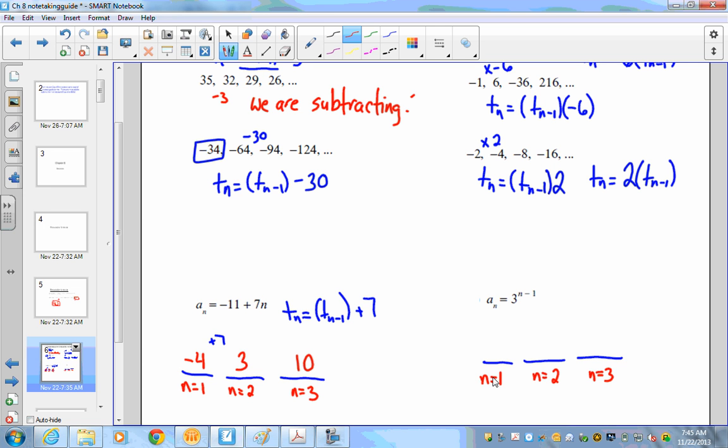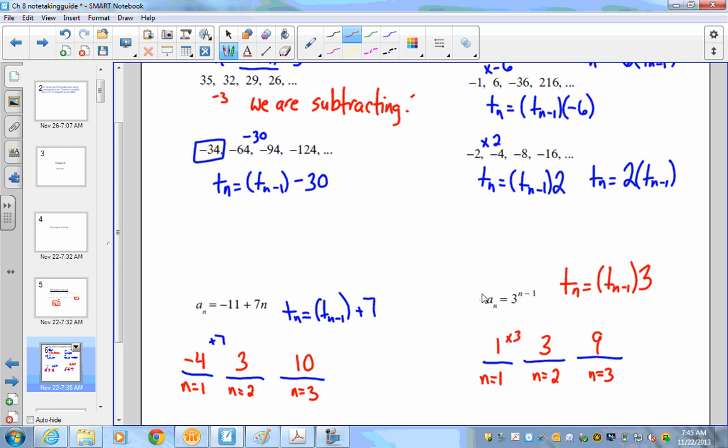Okay, here we go. When I plug in a 1 here, that would make a 1. When I plug in a 2, that would make a 3. When I plug in a 3, that would make a 9. So basically I'm observing that I'm multiplying by 3 every single time. So once again, Tn equals my previous number, Tn minus 1, times 3.